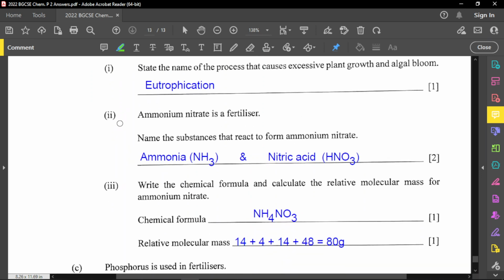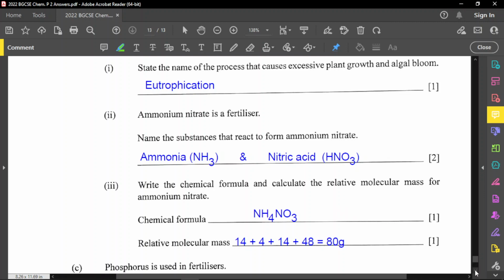And so for part 2 here, say ammonium nitrate is a fertilizer. Name the substances that react to form ammonium nitrate. And so to get ammonium nitrate, you're going to need ammonia and also nitric acid. All right, and so I'm going to show you exactly. Here it actually asks you, write the chemical formula and calculate the relative molecular mass for ammonium nitrate. So if you notice ammonia and nitric acid, the H will come to this to form NH4, right? And the NO3, so it'll be NH4NO3. All right, and so that is the chemical formula for ammonium nitrate.